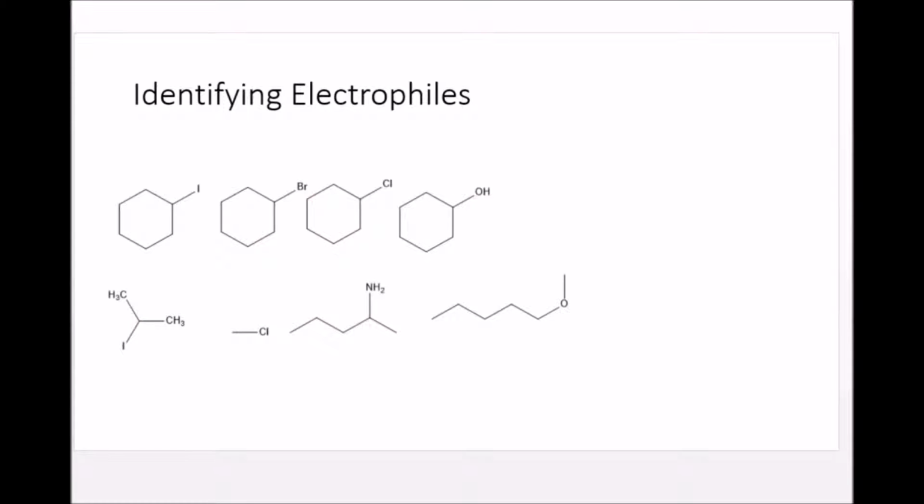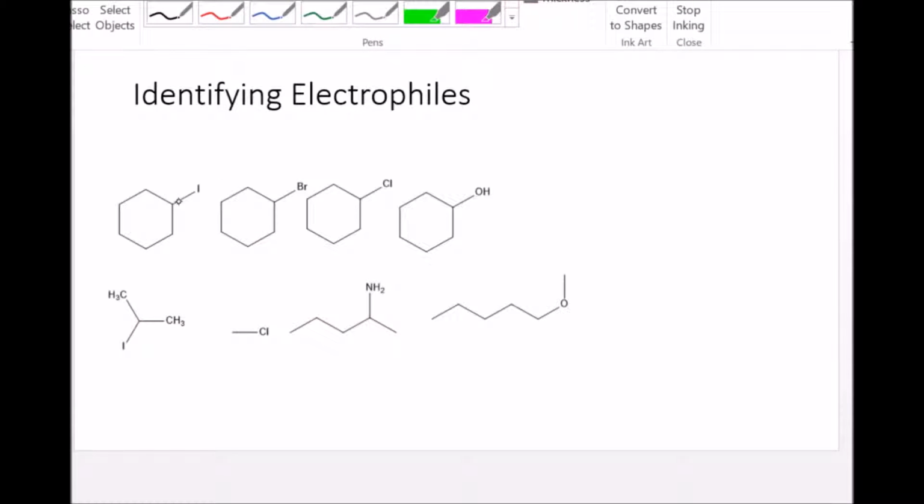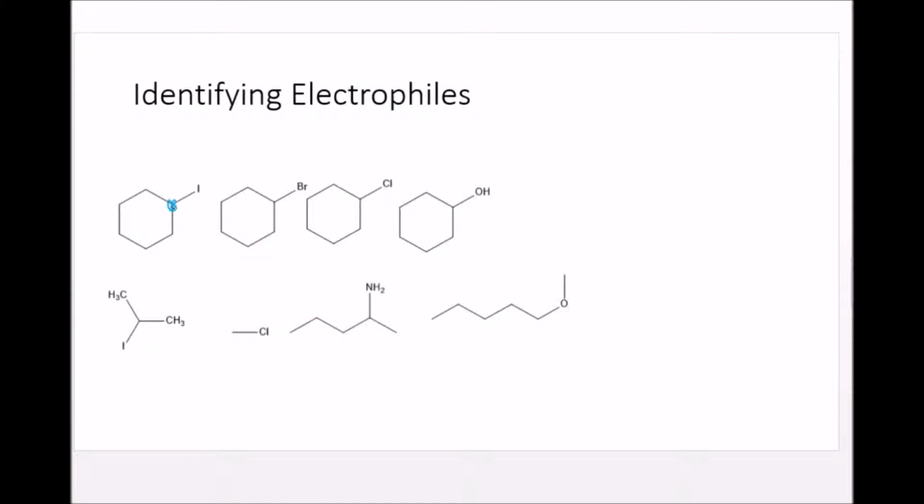Alright, found them? Awesome. Well, if you didn't, I'll show them off to you here. So we're going to use the highlighter tool, which I already have up, hopefully. Yeah, pen works just fine too. So that carbon, this carbon, this carbon, this carbon, this carbon, this carbon, and there we go. That's all of them.